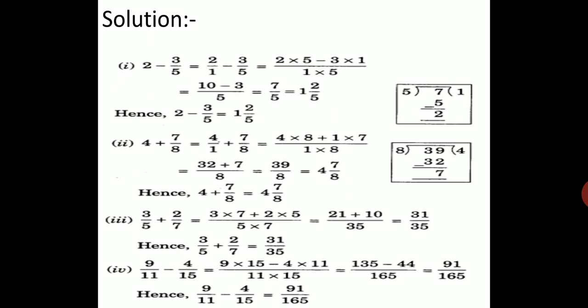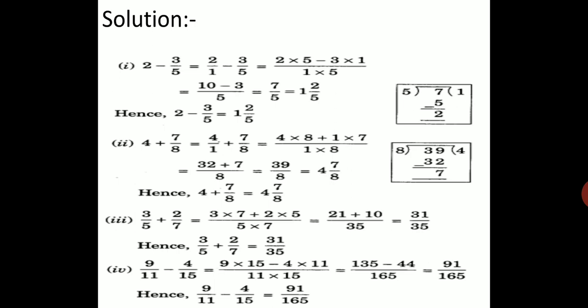Now the fourth part, 9 by 11 minus 4 by 15. Now you can see on the screen, again, what is the LCM of 11 and 15? Because 11 is a prime number, whenever one number is prime and the other number is not a multiple of that prime, the LCM will be the product of both. So 11 into 15 is the LCM. Now I want the denominator of 9 by 11 to be the LCM, so I have to multiply 9 with 15. So 9 into 15, here minus 4 into 11.